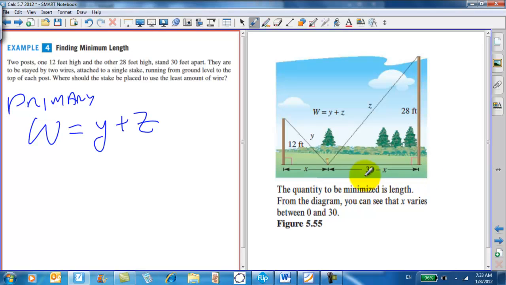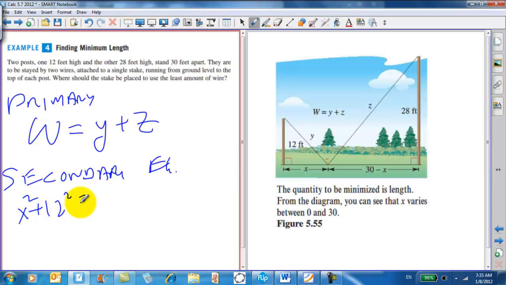And so we're going to have several secondary equations. Because we want to get w just in terms of one variable, I would think it would be x. Well, that's where we can use the Pythagorean theorem. x squared plus 12 squared equals y squared. And we get (30 minus x) squared plus 28 squared equals z squared. There you go. And it's just a matter of solving each of these for y and z.